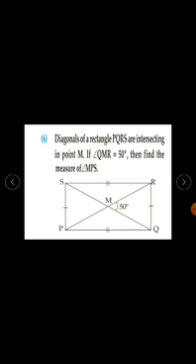Now question number 6. Diagonals of a rectangle PQRS are intersecting in point M. PQRS is a rectangle and PR and QS are diagonals which intersect at point M. If angle QMR equal to 50 degree, then find the measure of angle MPS. Here we have to find out this angle MPS.